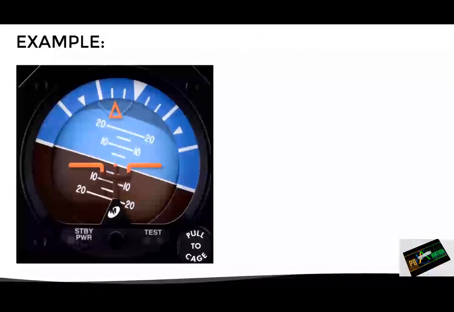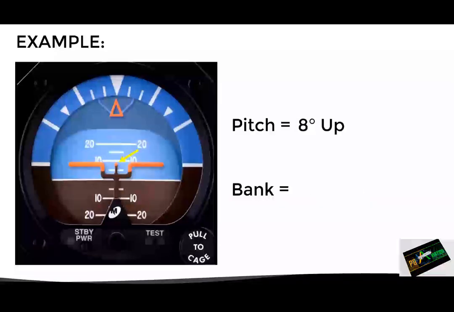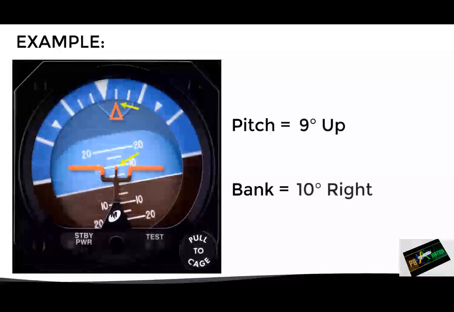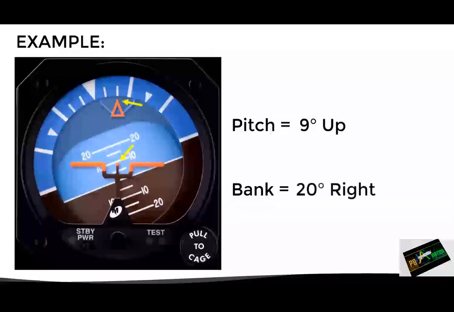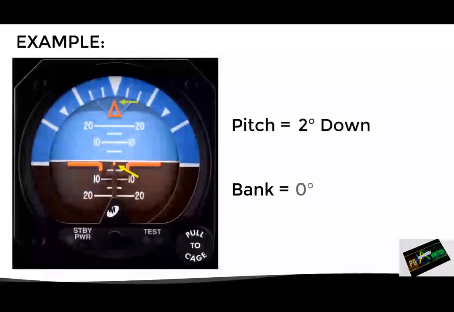In this case, the instrument is indicating a pitch of 0 degrees and a bank angle of 18 degrees to the left. In this other example, the instrument indicates a pitch of 8 degrees nose up and a bank angle of 0 degrees. Here, it now indicates a pitch of 9 degrees nose up and a bank angle of 10 degrees to the right. In this other case, we can see a pitch of 9 degrees nose up and a bank angle of 20 degrees to the right. And in this last one, it indicates a pitch of 2 degrees nose down and a bank angle of 0 degrees.